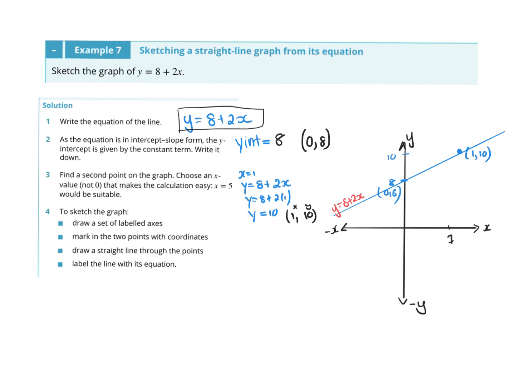So if you've got to sketch it and it's in slope intercept form, it's pretty easy. Just put the y-intercept and then find one other point. Don't use 0 because we've already found 0. When x equals 0, that's the y-intercept. So we just use 1. I just say use 1. And you simply just sketch it like that.